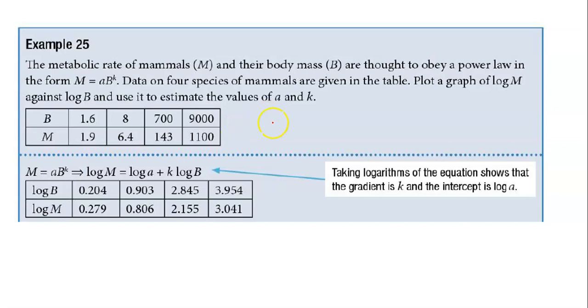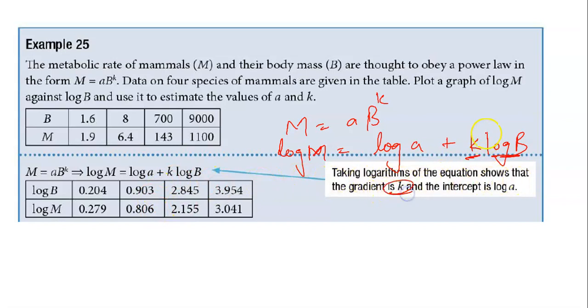Okay, now take log on both the sides. You have M equals A B raised to power K. Take log on both the sides. Log of M can be written as log of A plus K log of B. This becomes Y and this becomes X. Taking logarithm of the equation shows that the gradient is K, this becomes M, and this is the intercept, C. And this is X.